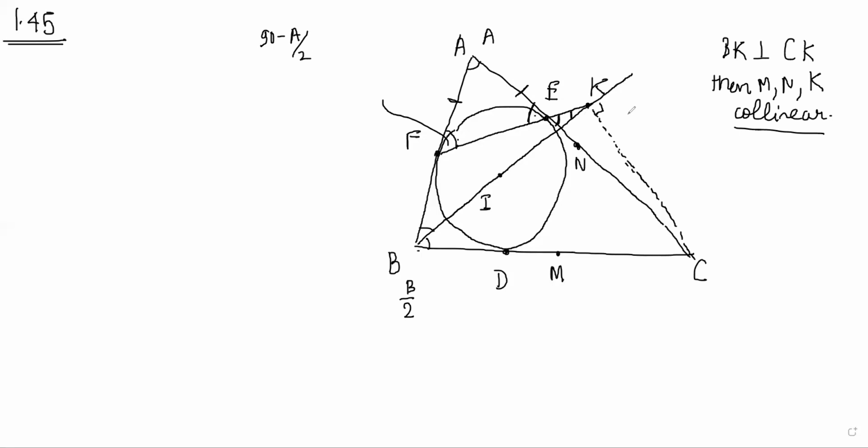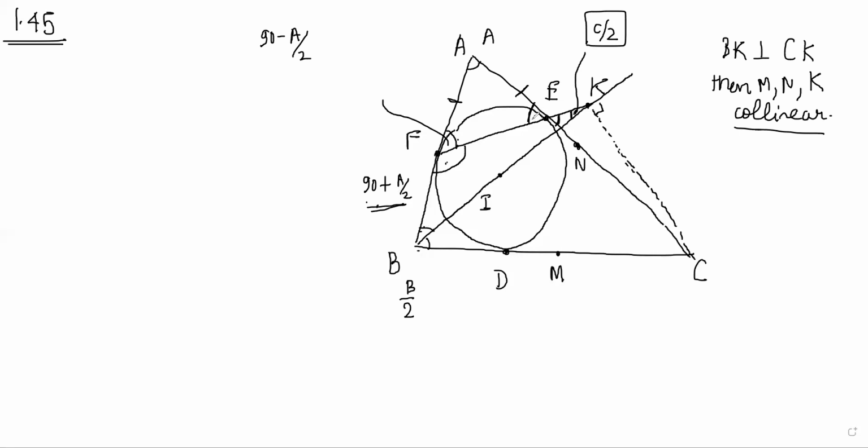How? Because B by 2 and this is how much? 90 plus A by 2, right? And this is B by 2, 90 plus A by 2. So it is 90 plus A by 2 plus B by 2. So this should be C by 2, right? This angle is C by 2 we have found out.